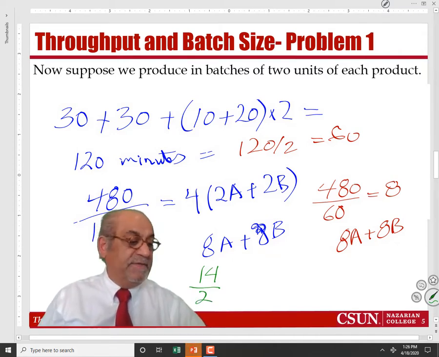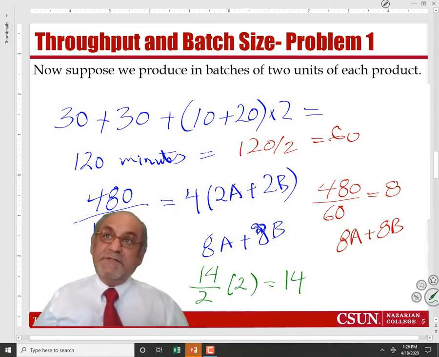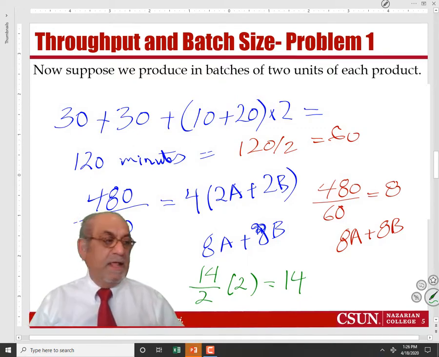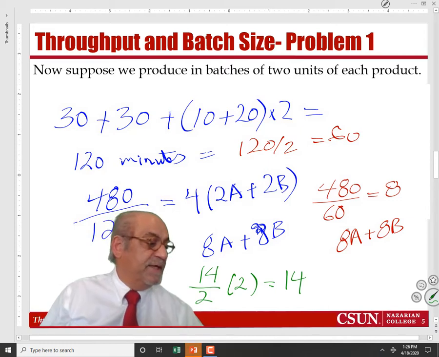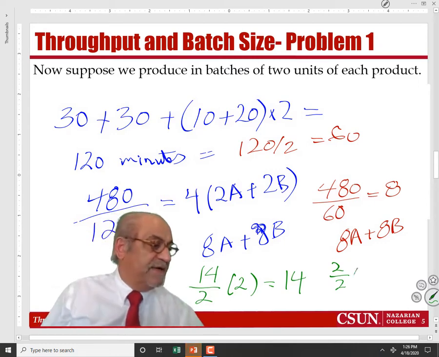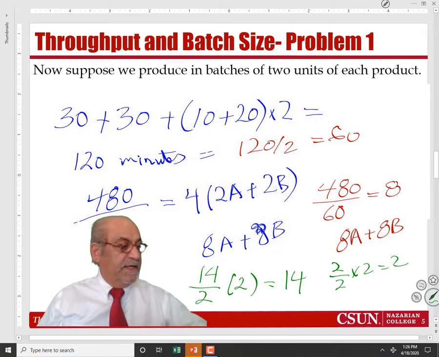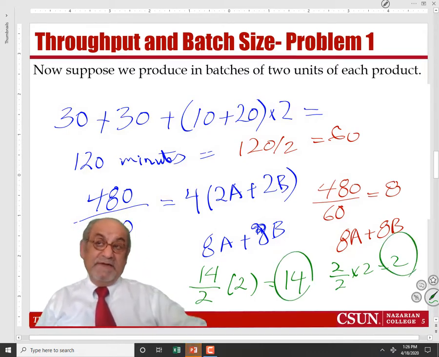That is 7 times 2, because I have 7 of each product. On average, I have 14 units of inventory. But when I produce 2 units of A and 2 units of B, that is 2 divided by 2, which is average inventory of each. And because I have 2 of each, that would be 2 units of inventory. Here, on average, I have 2 units of inventory. Here, on average, I have 14 units of inventory.